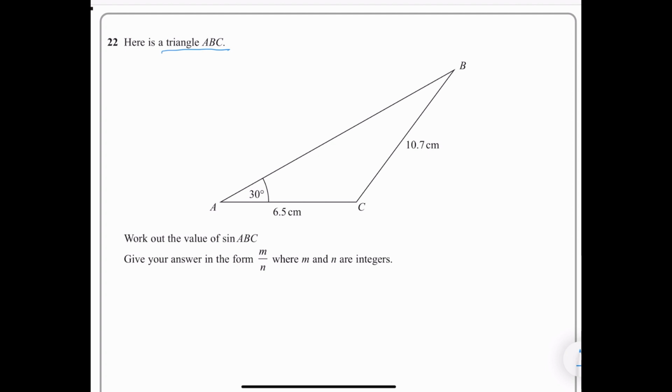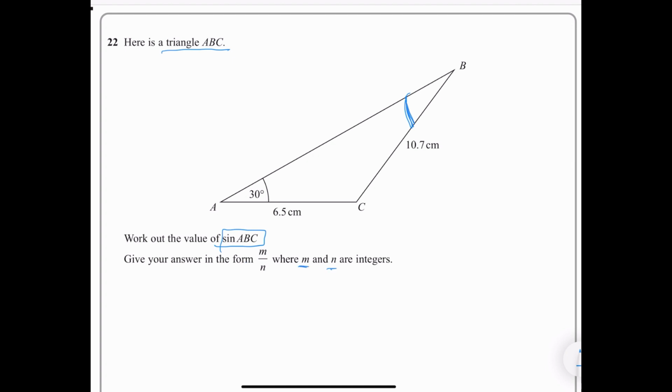We've got to figure out the value of sine ABC. So ABC, which is that angle there. Okay, so that's what I need. That's my angle, and I need the sine of that angle. So what is sine ABC equals? We've got to give our answer in the form m over n, where m and n are integers.